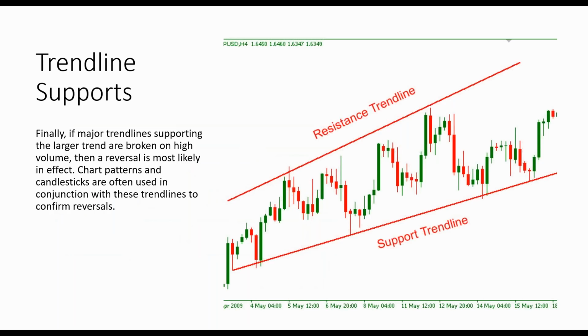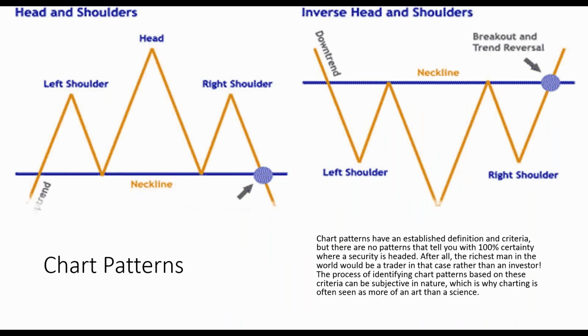Finally, if major trend lines supporting the larger trend are broken on high volume, then a reversal is most likely in effect. Chart patterns and candlesticks are often used in conjunction with these trend lines to confirm reversals. Chart patterns have an established definition and criteria, but there are no patterns that tell you with 100% certainty where a security is headed. One of the most reliable chart patterns for a reversal is a head and shoulders pattern. When that right shoulder has formed and price starts moving back down to the neckline, you are most likely in a very strong reversal mode.